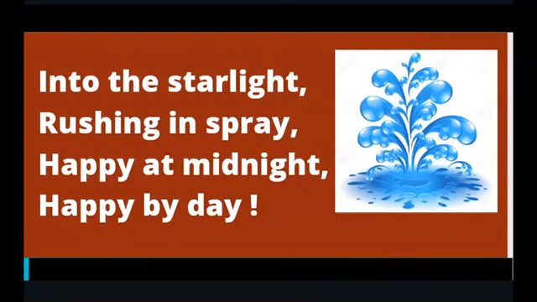Next stanza. Into the starlight rushing in spray, happy at midnight, happy by day. So here the poet says that the fountain is always in motion, rushing in motion, and it sprays. You must have experienced that. It sends sprays of water droplets. Because of which the fountain appears very energetic and happy and cheerful at daytime as well as during the night.